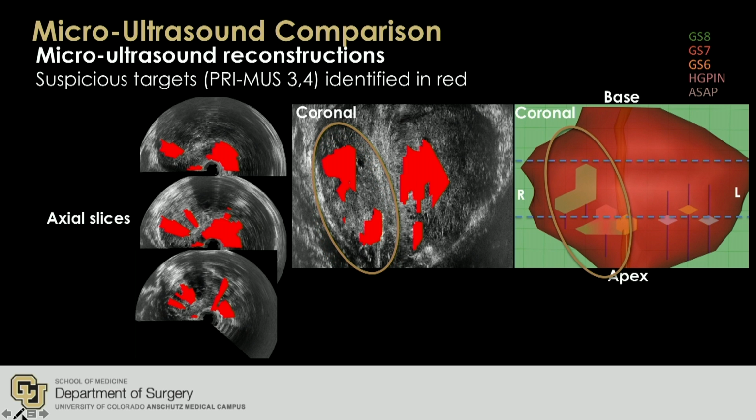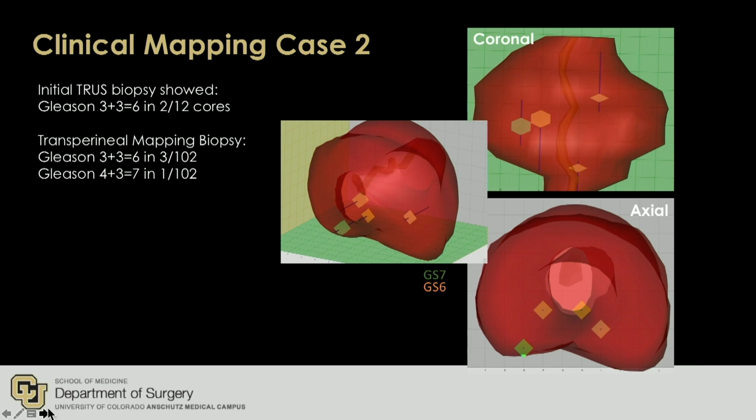Another case that we did is here. This is a guy that had a 3+3=6 in 2 of 12 cores. We know from our experience that 30 to 40% of these people, when you do mapping biopsies, are going to be upgraded. And he was one of those. With 102 biopsies done, he did have a 4+3=7 and a 3+3=6, and this is the distribution. Here's the 7 very close to the capsule right here on the patient's right.